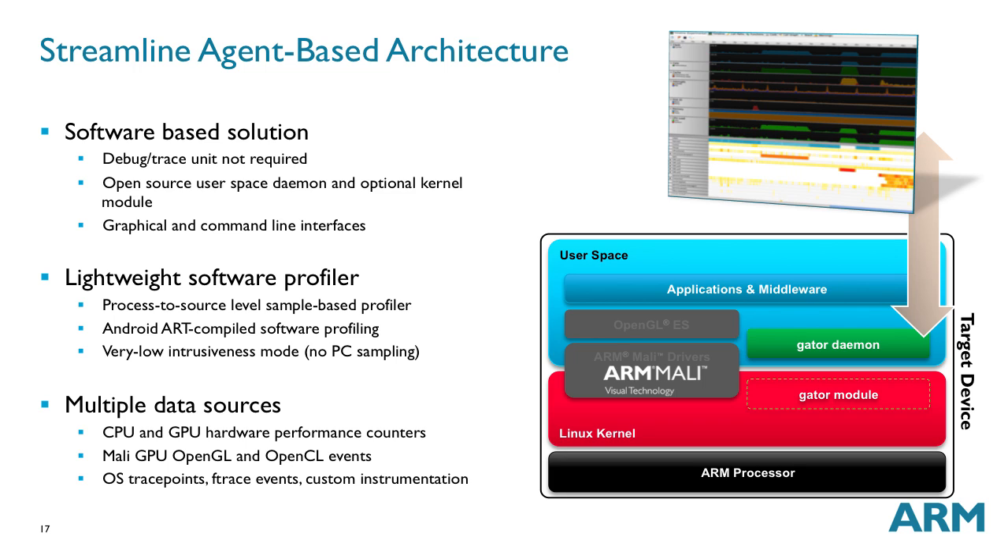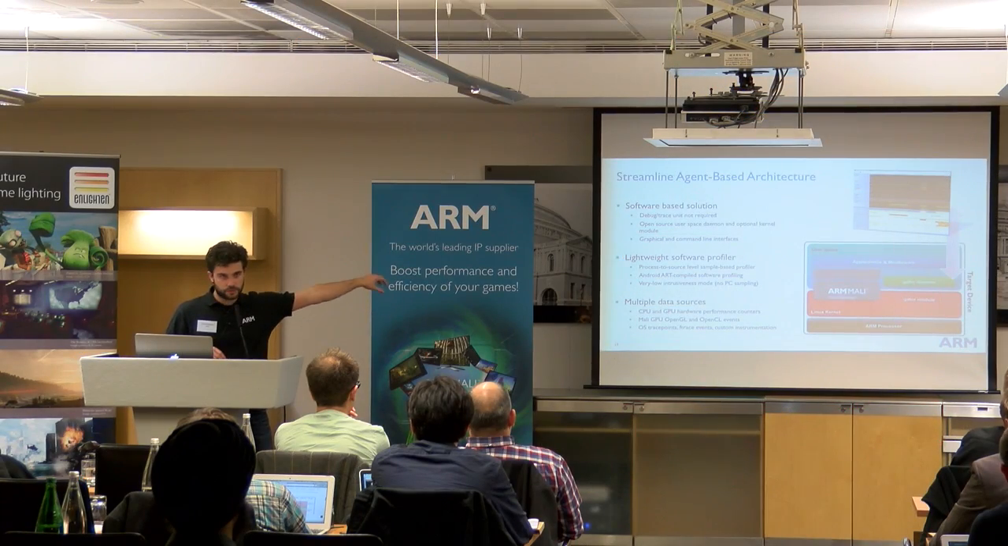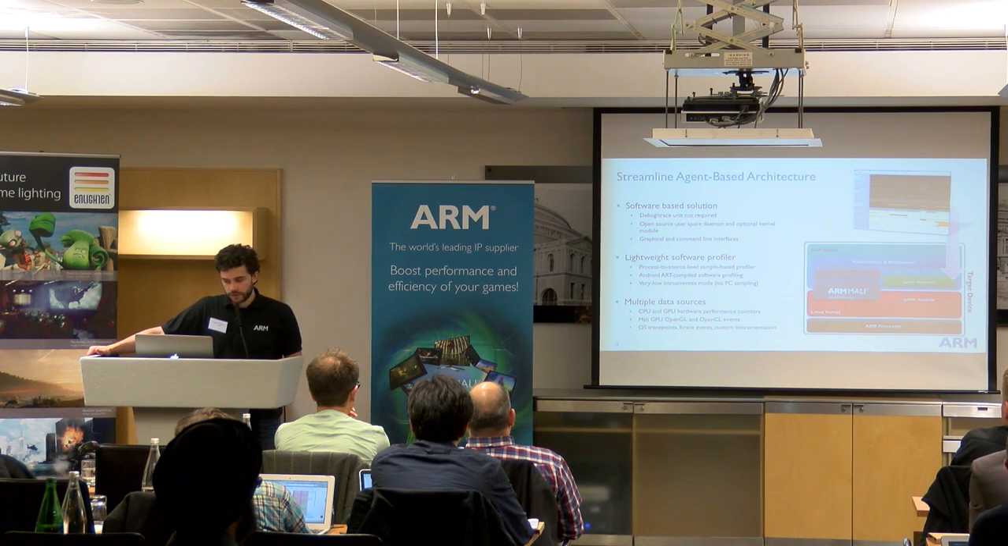So usually your system will have your applications and your middleware. If they use graphics, they will talk to the OpenGL ES library and the Mali driver. If they don't use graphics, they will go directly to some system calls and the Linux kernel eventually. And finally, this will run on ARM processors.